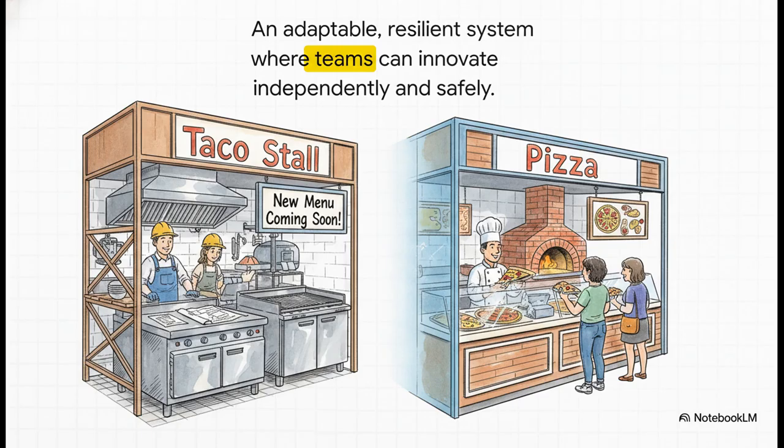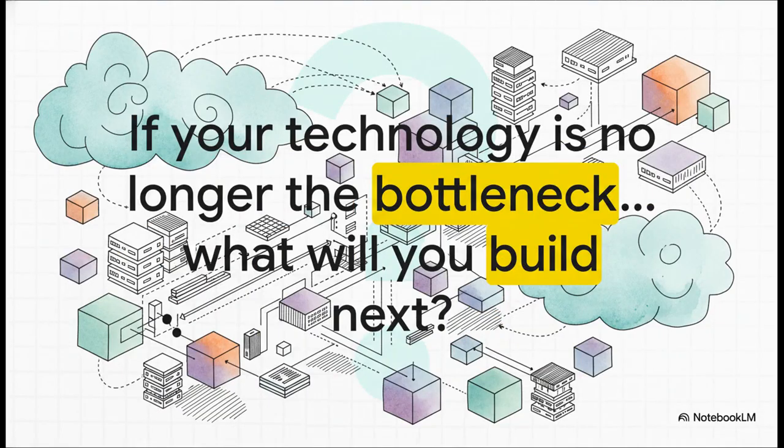So why does all this matter? It matters because when you build systems this way, the team running the taco stall can completely redesign their kitchen and it won't affect the pizza stall one bit. This is what allows businesses to move so fast, to innovate and deliver new features to you, the customer, constantly and safely.